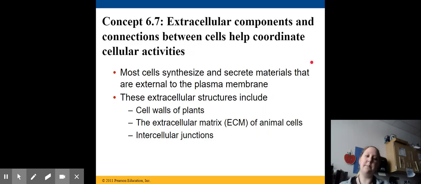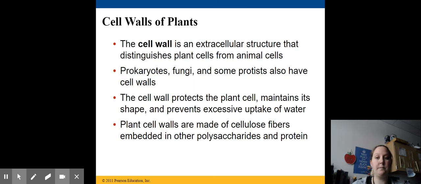The extracellular components depend on what you're looking at. Most of the extracellular components help control communication or strength. There are three main types of extracellular structures that we talk about. The first is cell walls in plants. The second is the extracellular matrix of animal cells, and then intercellular junctions, which we're not going to get too crazy into.